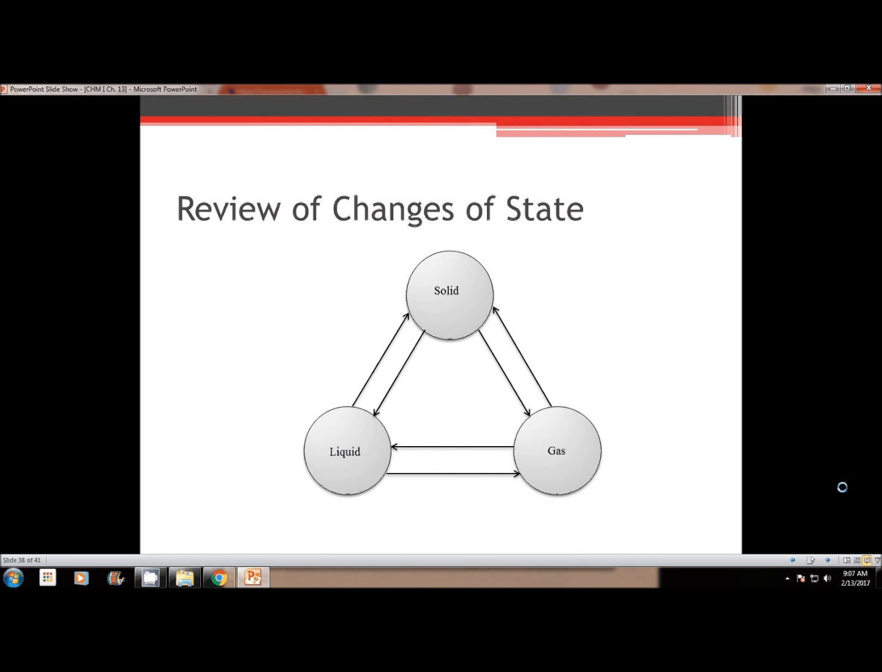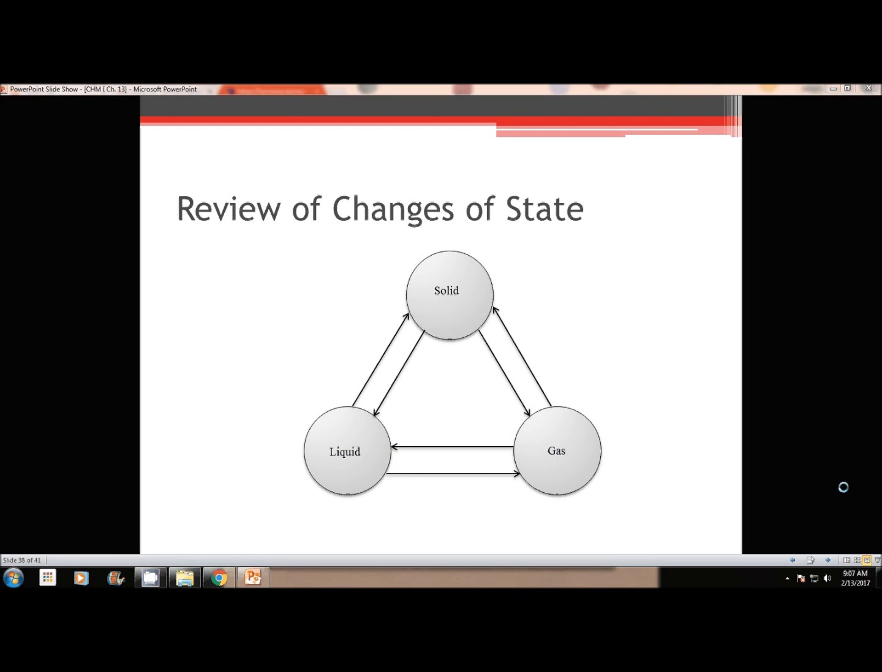Did everybody write that down? Okay, so let's just fill this in really quickly. Please, whenever you see this, always make sure you identify where the solid, the liquid, and the gas circles are, okay? And also which direction the arrows are facing.